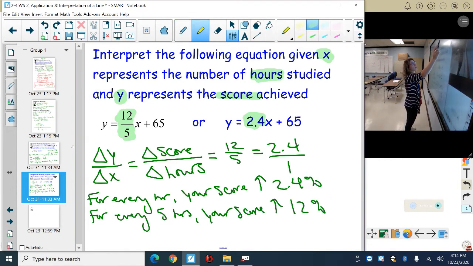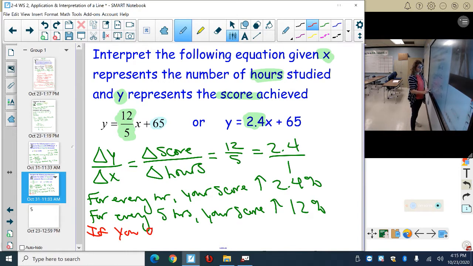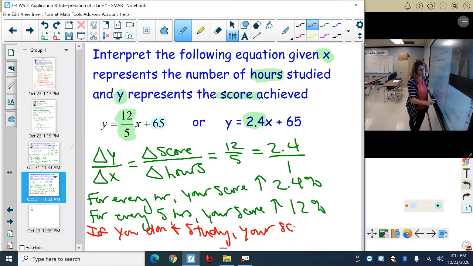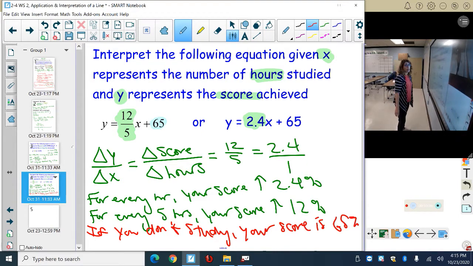Then let's talk about this one right here, which is the 65. The 65 says what? Well, that says if you don't study, your score is a 65%. Okay? That is worksheet 2.